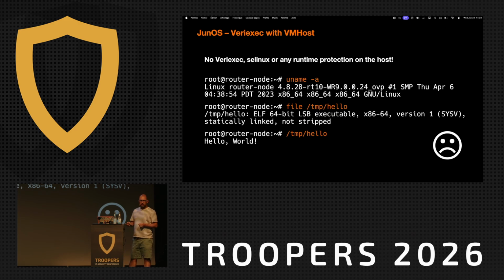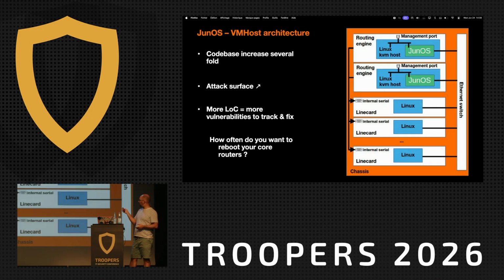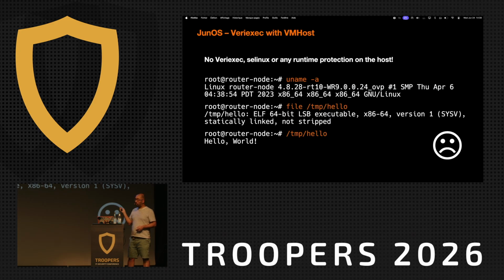new technology is that veriexec is gone, or at least veriexec is still present, but only in the Junos OS VM. If you are on the router hypervisor, so here the node, it's the hypervisor, we see that it's a Linux, not FreeBSD, and we can execute any binary we want. So we had security features, and because the architecture changed, those features are gone.